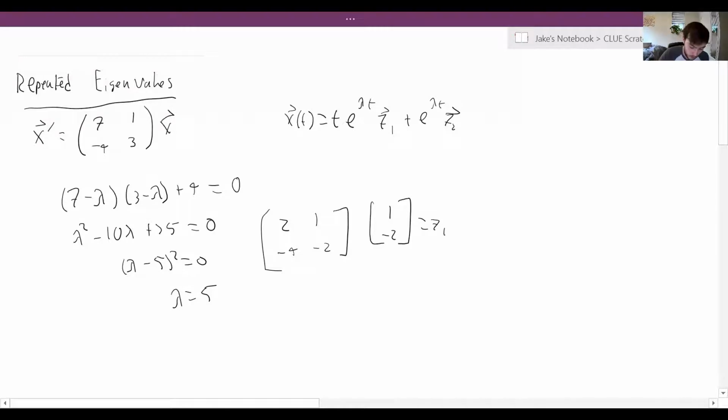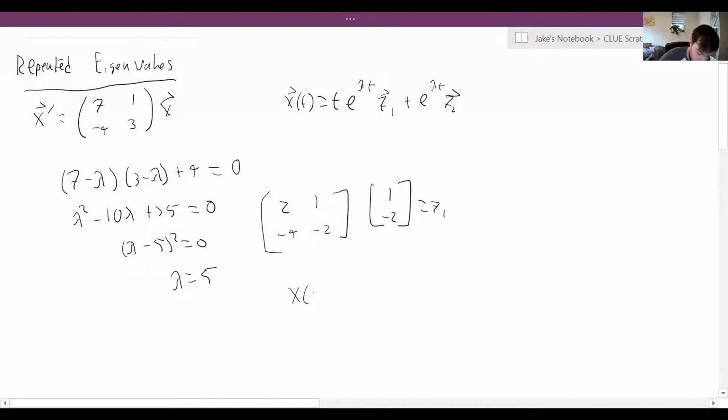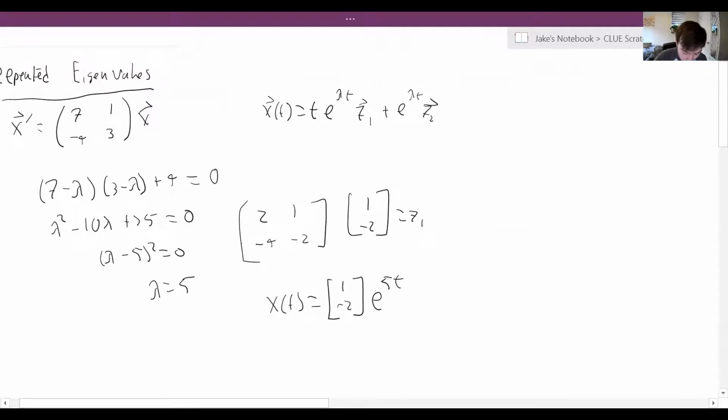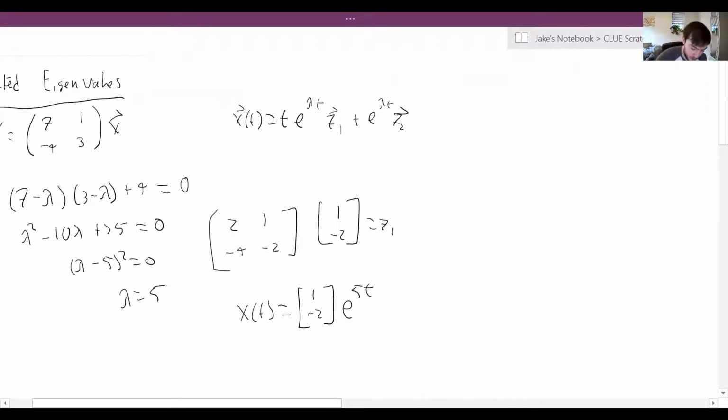Okay. So what does that mean? Well, that means one of our solutions is, breezing over this because we went over this in another video, one of our solutions will look like this, right? This should look kind of familiar. But again, now we're sort of stuck, right? Because we only had the one eigenvalue, which means we can only get the one eigenvector, and so we're not really sure what to do. So that's where this piece comes in.